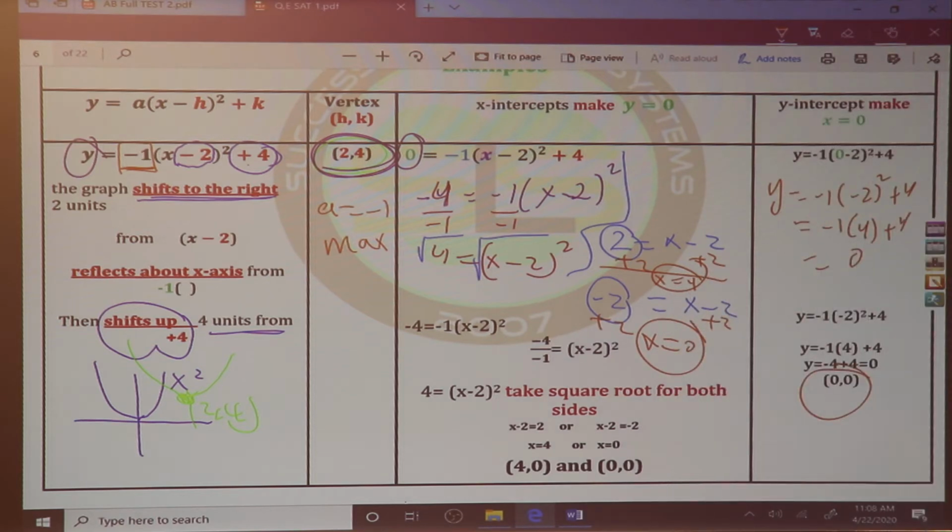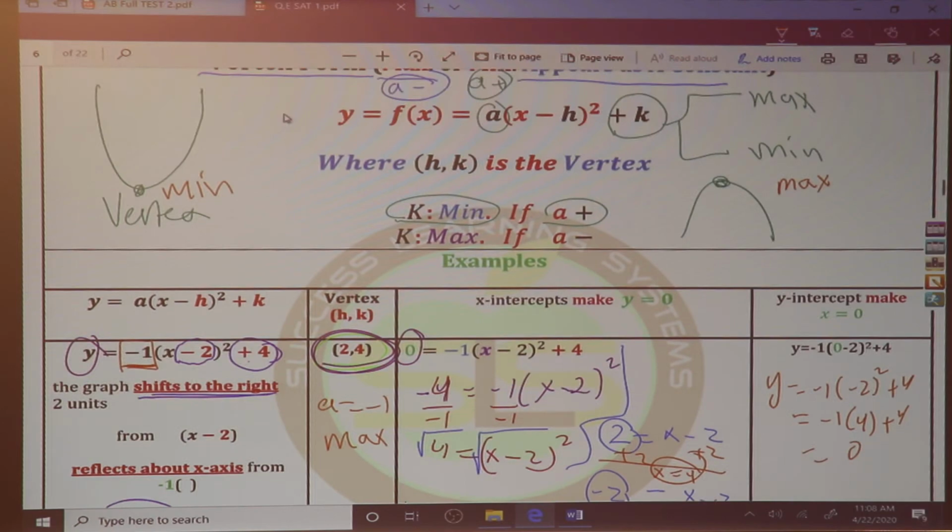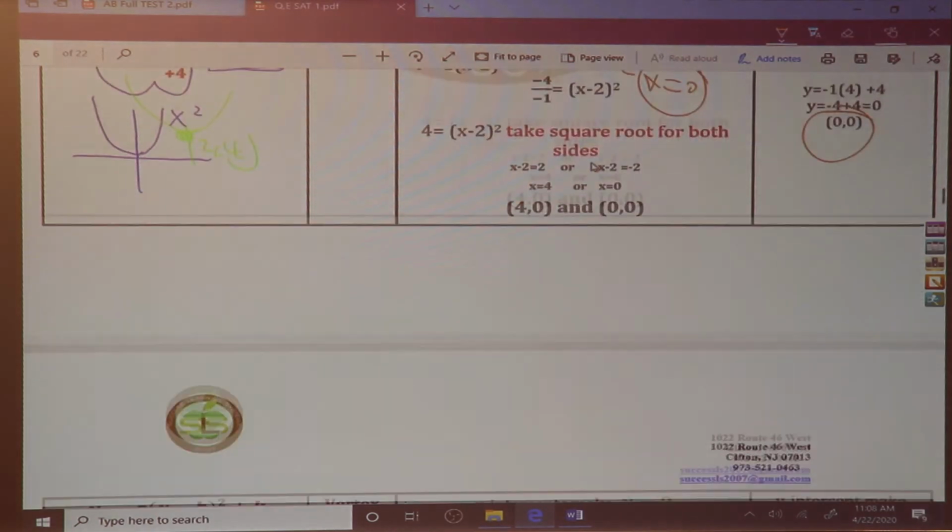Now, what I need you to know again is how the vertex form looks like. This is how the vertex form looks like. Please remember it, okay?